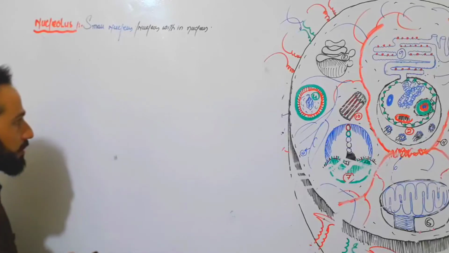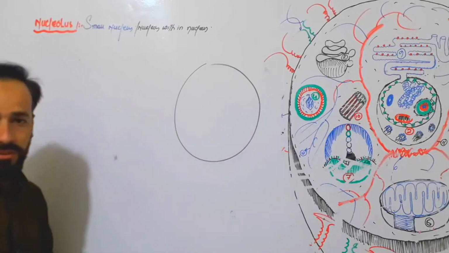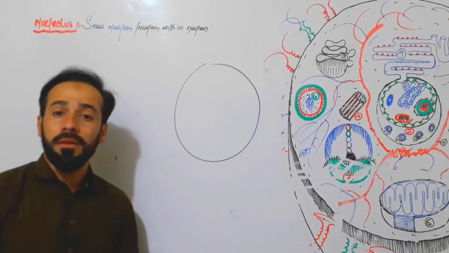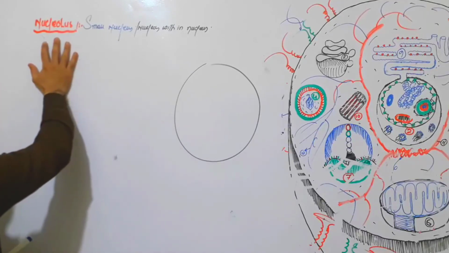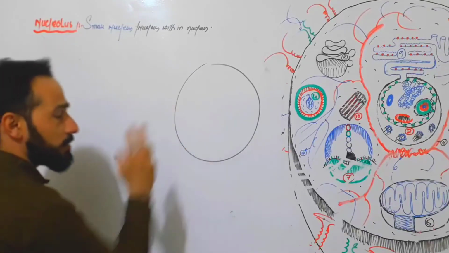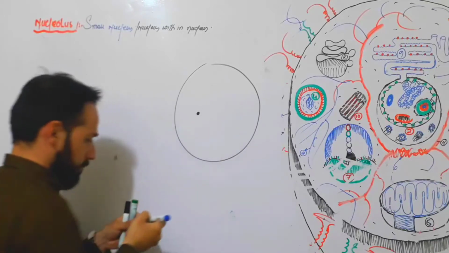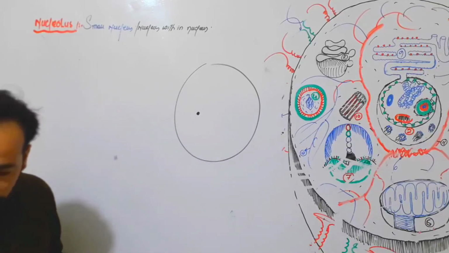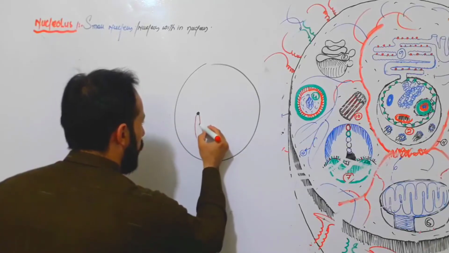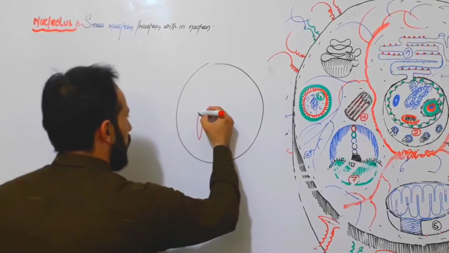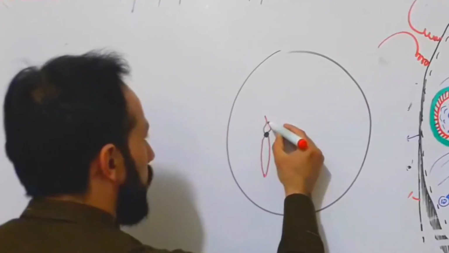So first of all, let me draw the nucleus here. This is the nucleus, and you know that inside our nucleus we have the chromosomes, or the genetic material, right? How this nucleolus is formed, you should concentrate here. Look carefully. We have certain chromosomes. If this is the centromere, and this is the long arm of a chromosome, and this is the short arm of the same chromosome, right?